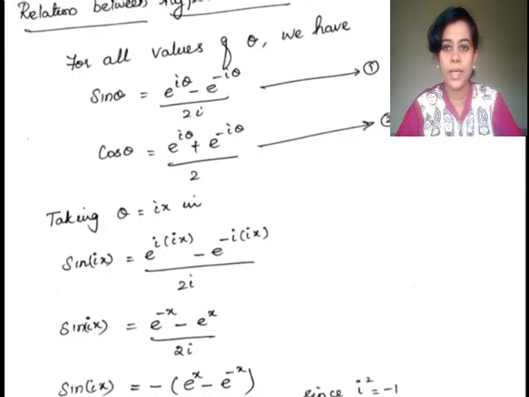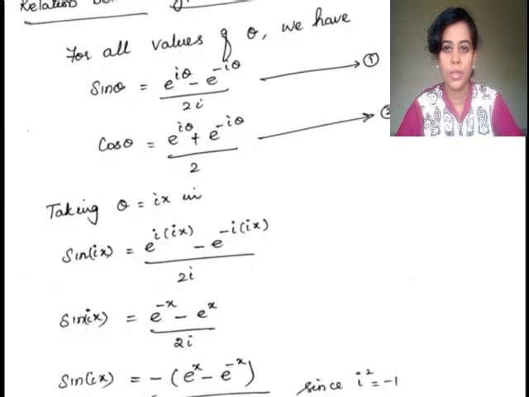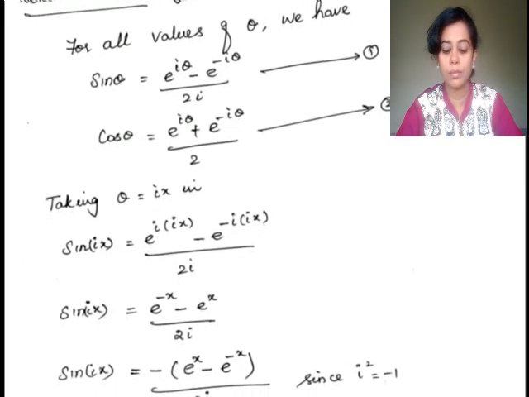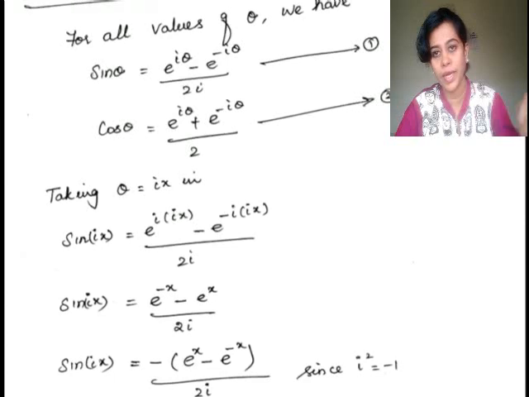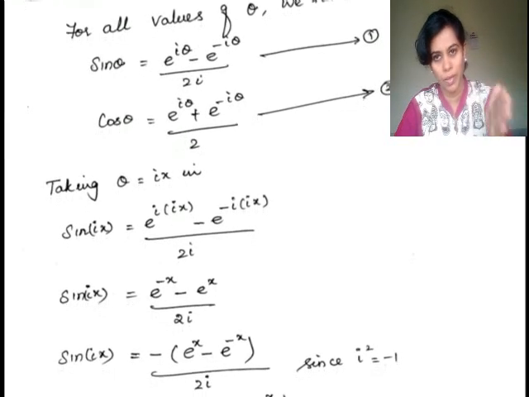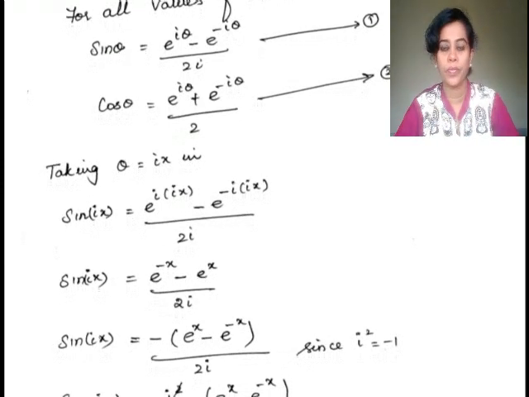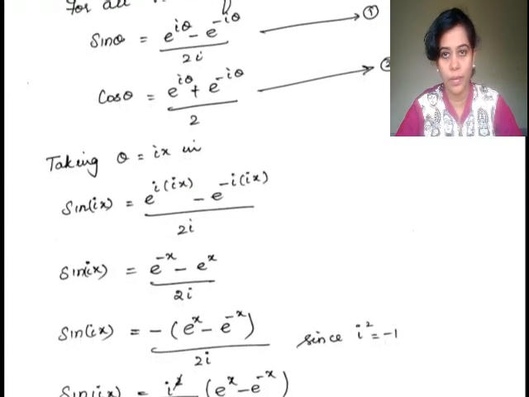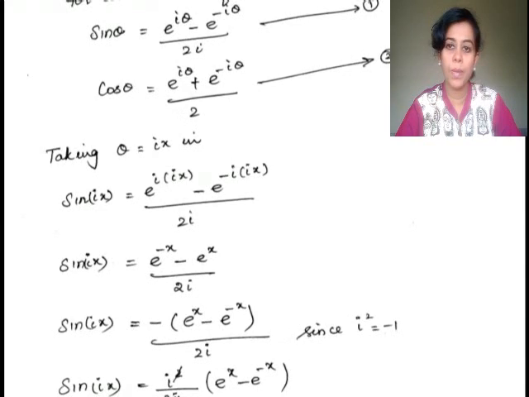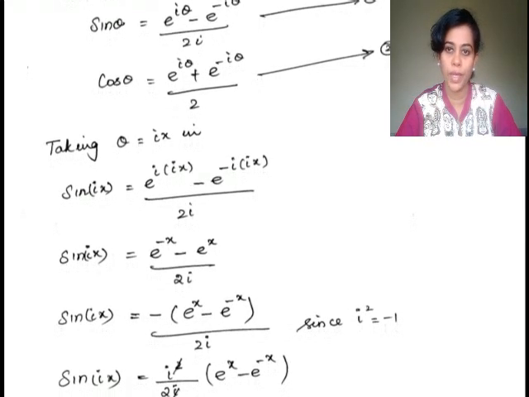So we all know that i squared is equal to minus 1. Therefore, it is (e power minus x minus e power x). On the left hand side we are getting sin ix is equal to (e power minus x minus e power x) by 2i. Taking minus common, that will be written as e power x minus e power minus x by 2.